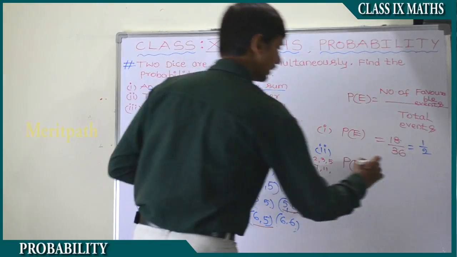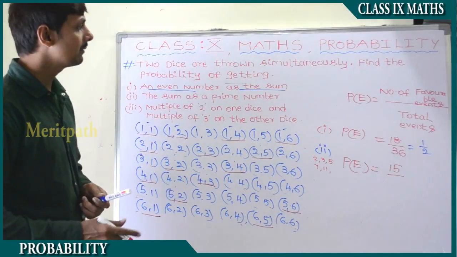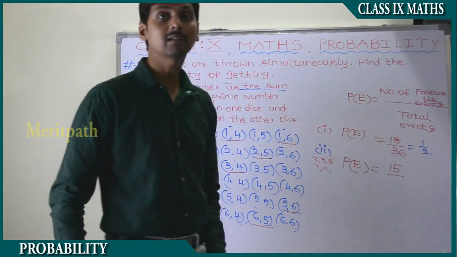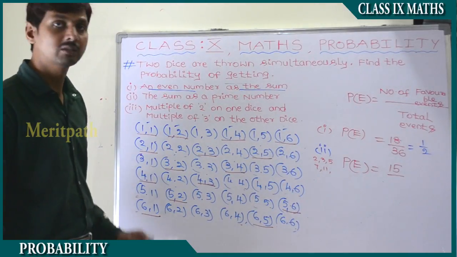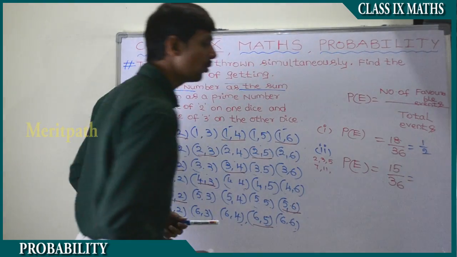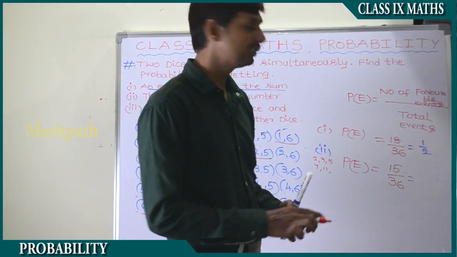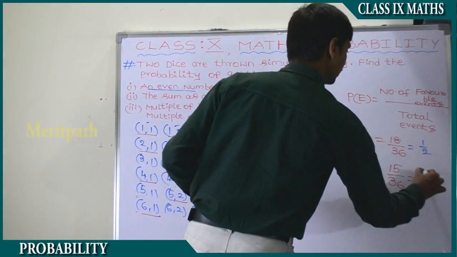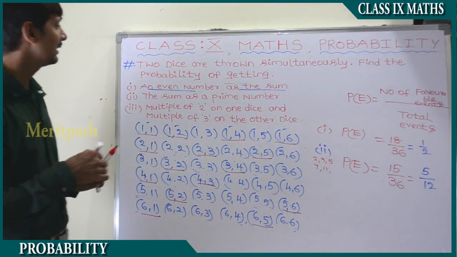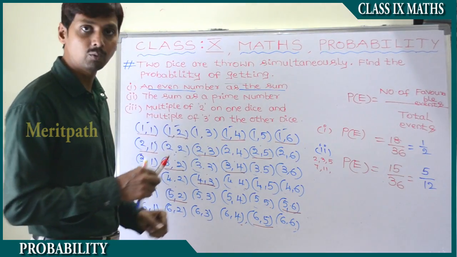So the number of favorable events is 15, divided by the total number of events, which is 36, we know that. Now we can do some cancellation here. There is a 3 table, so we can cancel: 5 times in the numerator and 12 times in the denominator. So the probability of getting a prime number as the sum on both dice is 5 by 12.